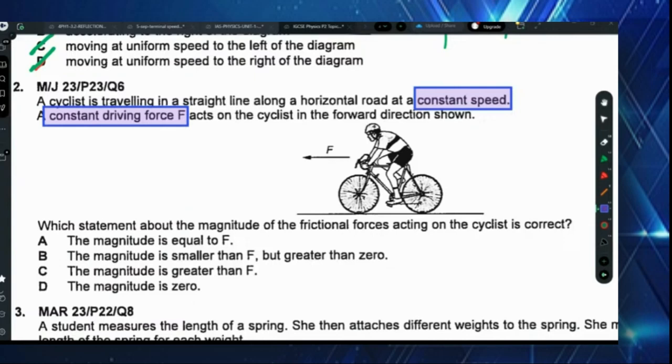What would be the right option? I have given you two key points: constant speed and a constant driving force.